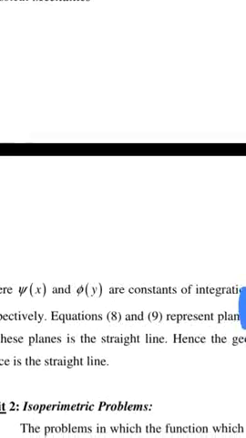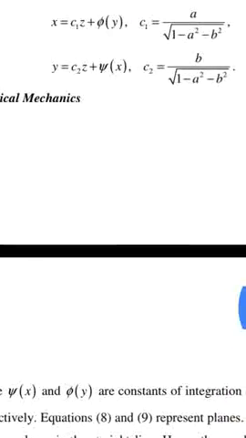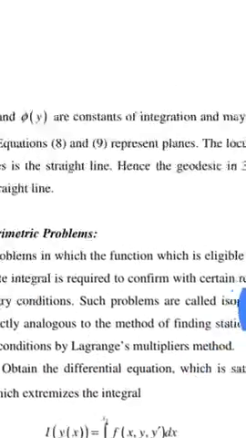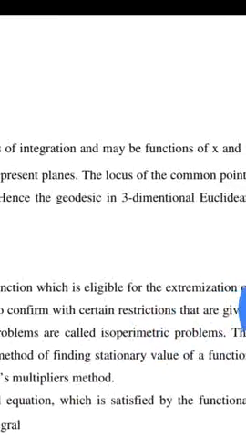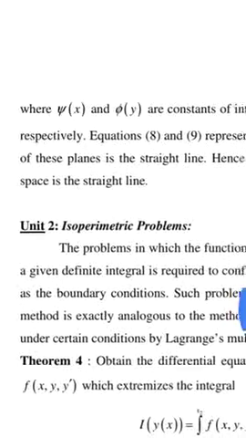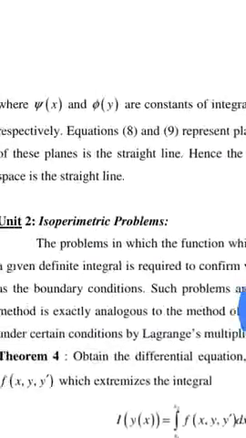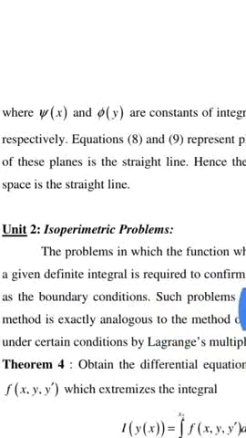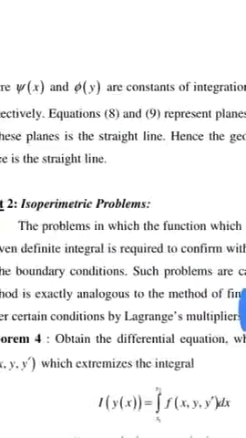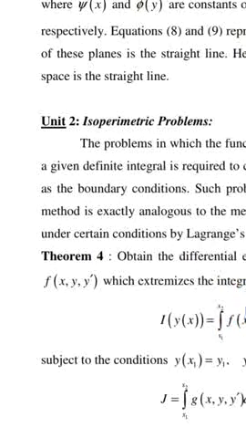where c1 is equal to a divided by the square root of 1 minus a square minus b square, and c2 is equal to b divided by the square root of 1 minus a square minus b square, where psi of x and phi of y are constants of integration. They may be functions of x and y respectively. Equations 8 and 9 represent planes. The locus of the common points of these planes is a straight line. Hence, the geodesic in three-dimensional Euclidean space is a straight line, and hence it is proved.